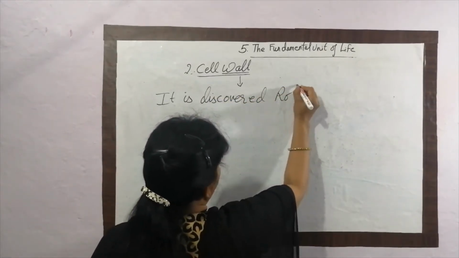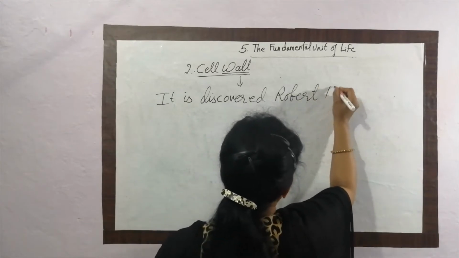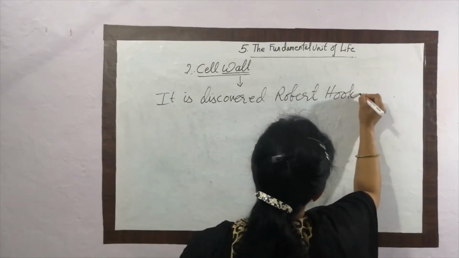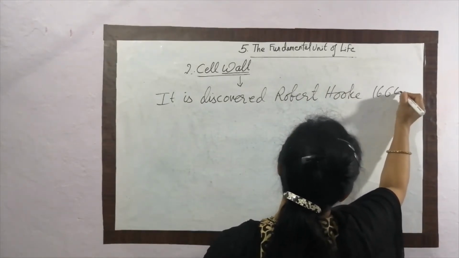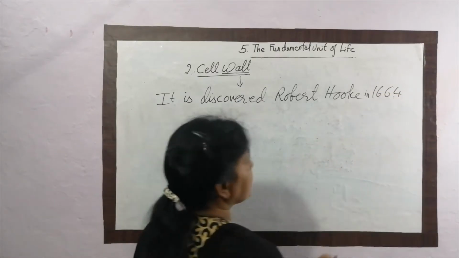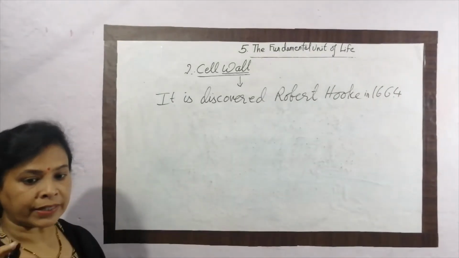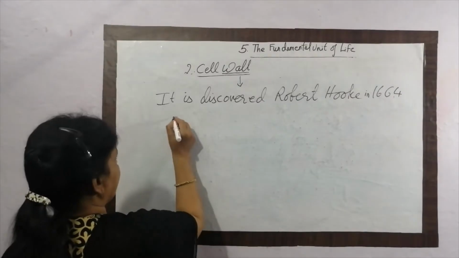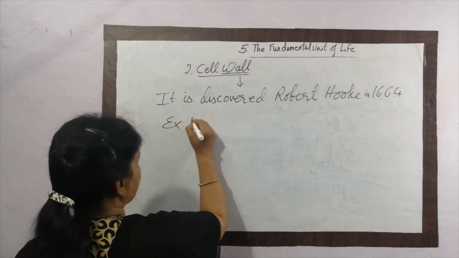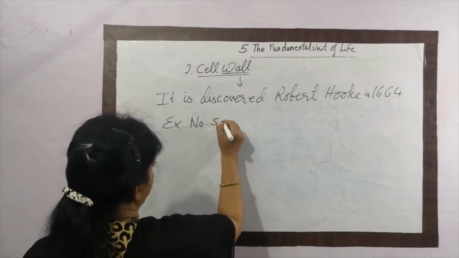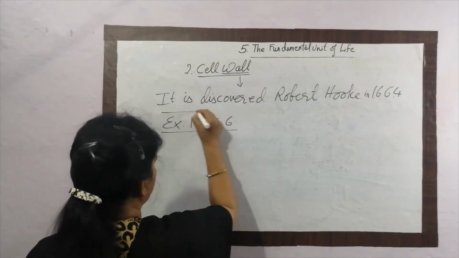Robert Hooke in 1664. Okay. In 1664. In your textbook, one experiment is given there. That is activity number 5.6. Okay, it is a small activity.